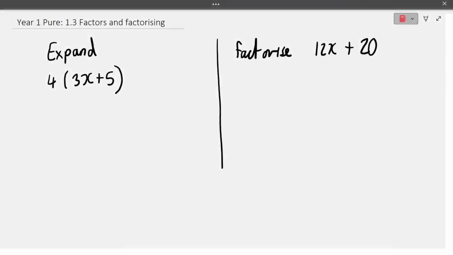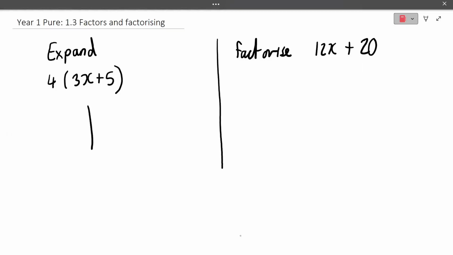Hi, it's MP the tutor again, and today we're going to look at factors and factorising, including quadratics, like 2x squared plus 11x plus 12. But we're going to start off today looking at smaller, simpler ones, and then we'll move on to the slightly more fiddly ones. And actually, I'm first of all going to go to expanding brackets, which was our previous video.